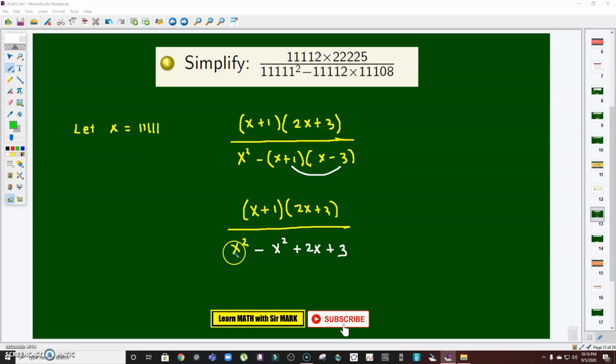Now, take note, maka-cancel yung x squared. But this is 2x plus 3 na lang, which is the same as 1 factor in the numerator. So, therefore, we can simply cancel them na. What will be left here is just this one, which is the same as x plus 1. But what is x? That's 11,111. So, therefore, the answer in this one is just 11,112. See that? Pretty simple, right? So, once again, our answer is this.